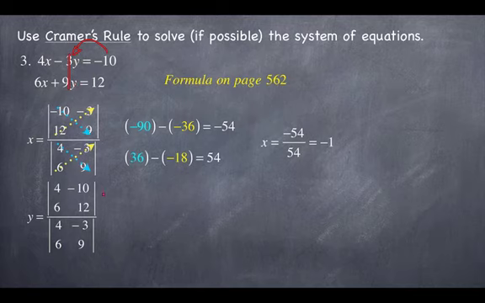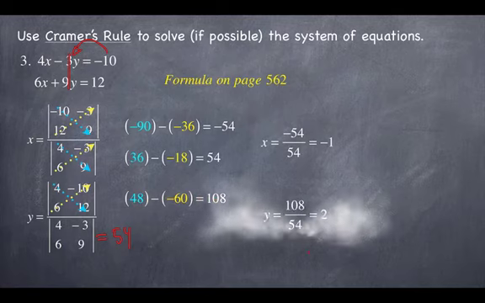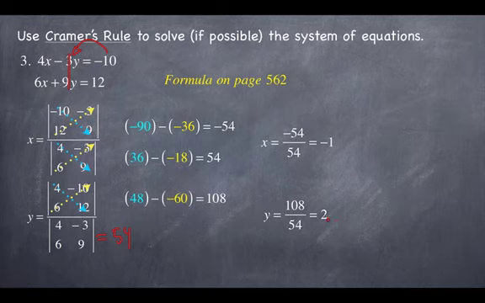Again, why do I do that? That is the formula. So I find the determinant of this numerator, and the determinant of the denominator. I already know that this is 54. I did that on x. So then, once I find the determinant, I get 48 minus 60, perform this operation, and I get 108. So y is 108 divided by 54, and this is my y value. So the solution to number 3 is negative 1, 2. And again, this is using Cramer's rule.